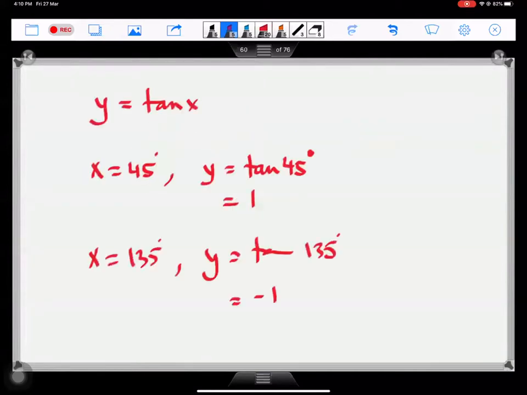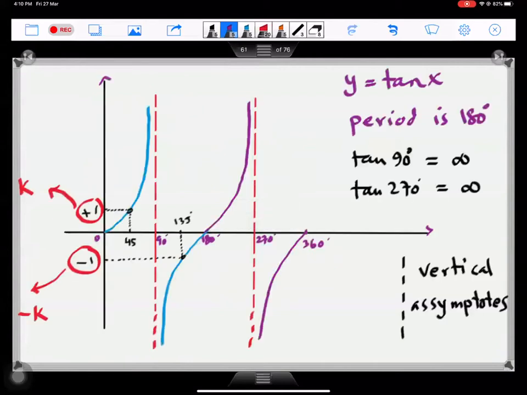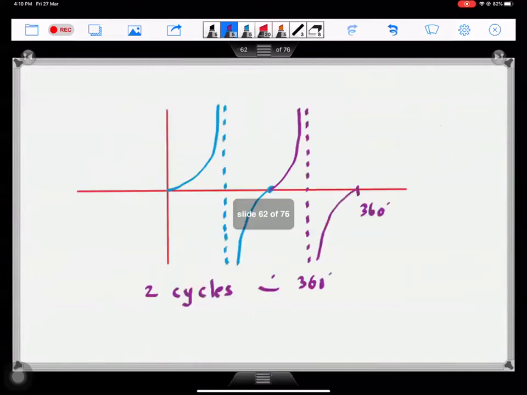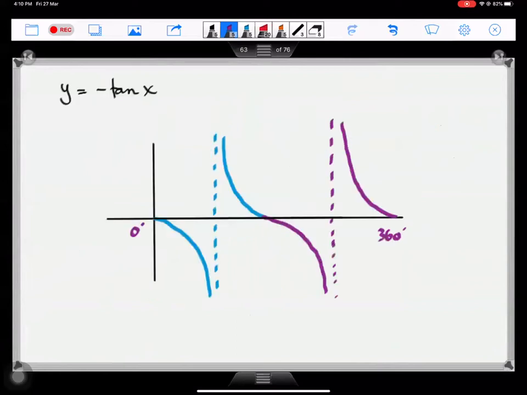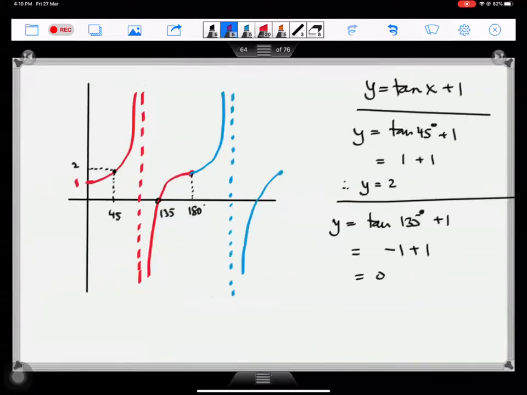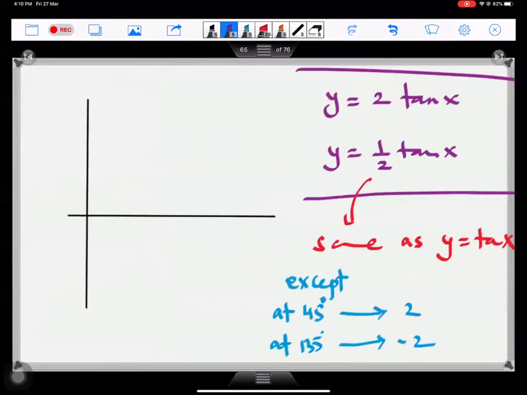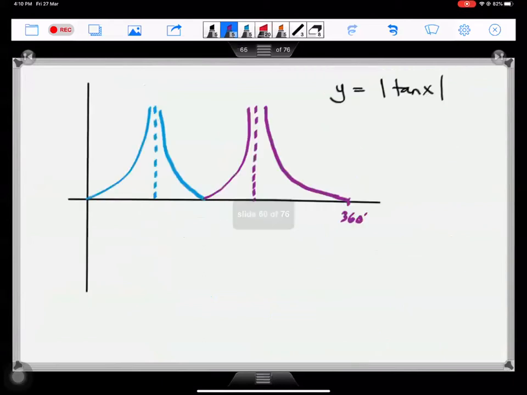And then we started the tangent. Tangent is tricky, believe me. The period for tangent is 180 degrees. At 90 degrees, it's going to infinity. At 270 degrees, it's going to infinity. Two cycles in 360. Minus tangent x, reflection in the x-axis. Tangent x plus 1, the graph goes up 1 unit. 2 tangent x or half tangent x, basically the 45 degree value would change. The 135 degree value would change. Modulus tangent x, positive remains positive.